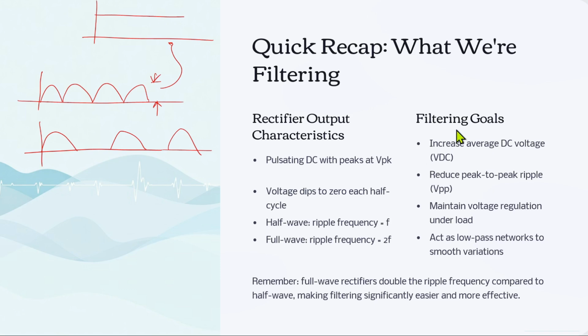So how do these filters work? They don't magically delete the AC, right? They oppose changes in voltage or current depending on their nature. For example, inductors oppose rapid changes in current, whereas capacitors oppose rapid changes in voltage. By combining these two properties, we shape the output to remove the ripples. This is why filters always sit immediately after a rectifier.